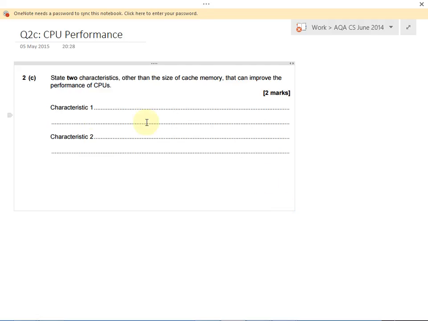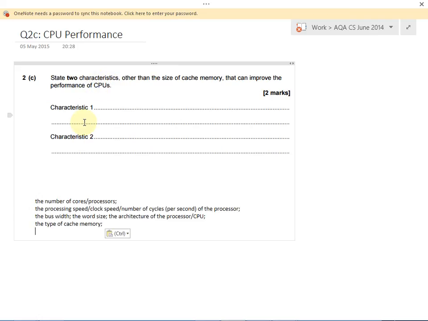This question is checking to see if you can compare different CPUs and work out which one is faster than the other. So it says state two characteristics, two things, two differences, other than the size of cache memory, because that was talked about in the previous question, that can improve the performance of CPUs, so the speed of CPUs.